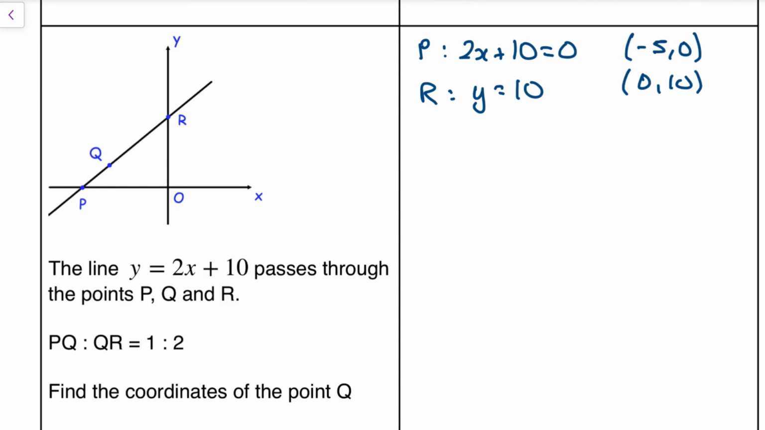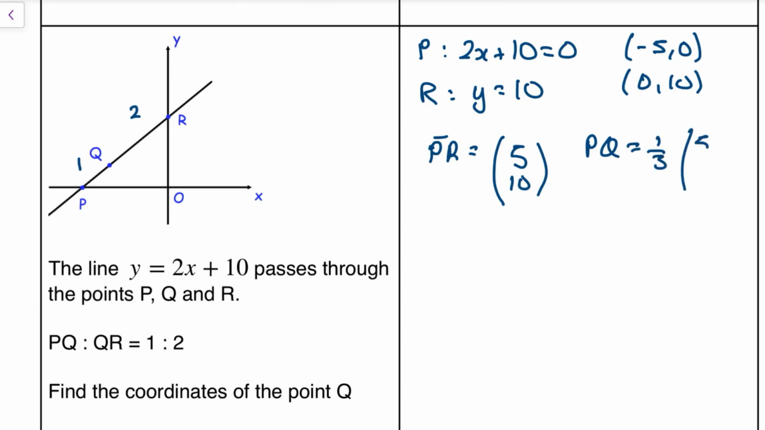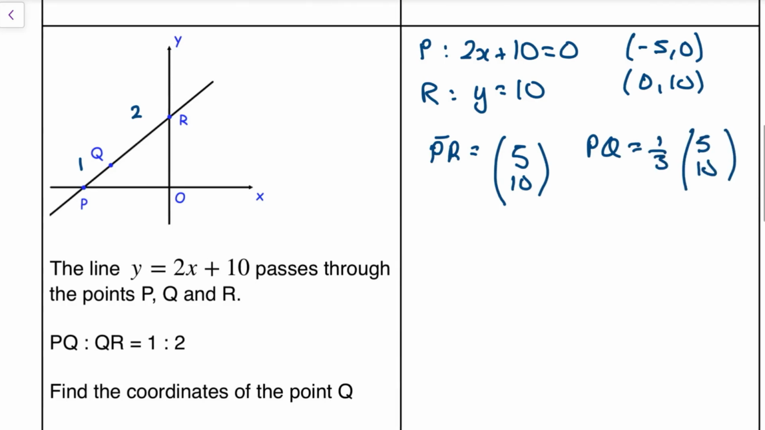Now, how am I going to do this? Right, so the ratio from P to Q is 1 to 2, which means that's one part and that's 2 times as big. I'm going to use vectors. I know people don't like vectors, but vectors are really good. So P to R is going across by 5 and up by 10. And P to Q is 1/3 of that, because it's one part out of 3. So it's 1/3 of (5, 10), which I can also write as PQ is equal to (5 over 3, 10 over 3).